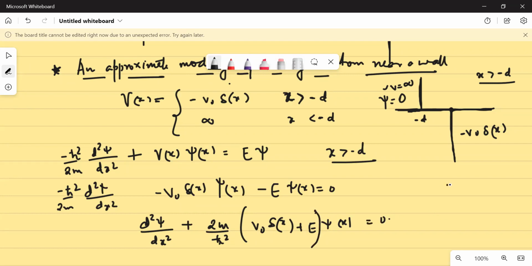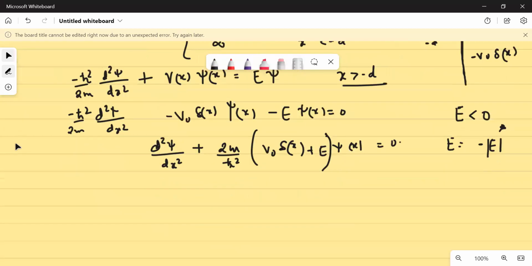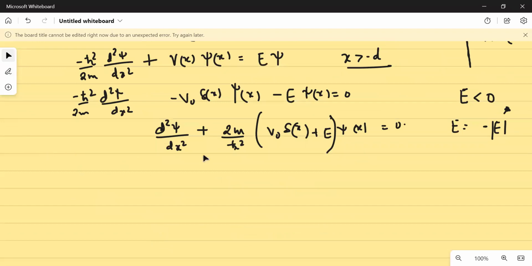And you all know that your energy is negative. So you can write E as equal to minus modulus of E. All these things we have done yesterday itself. Now let us move a little bit ahead and try to write. What did we do yesterday?